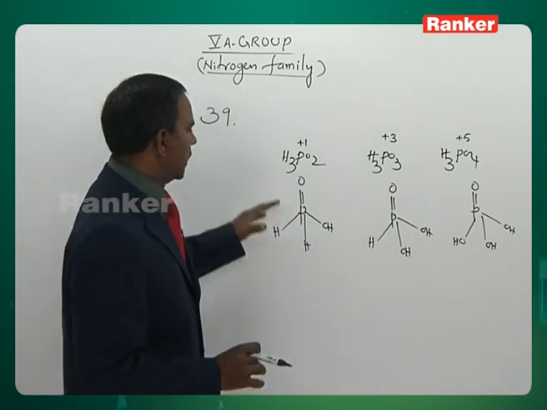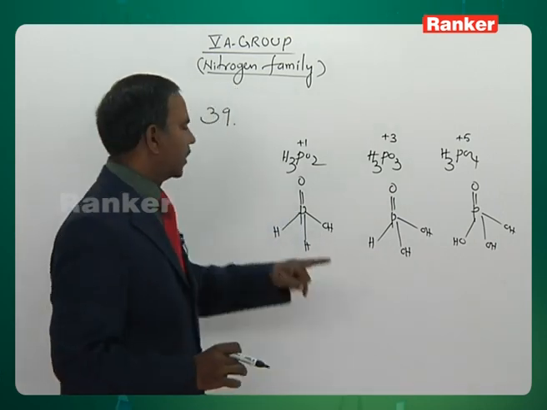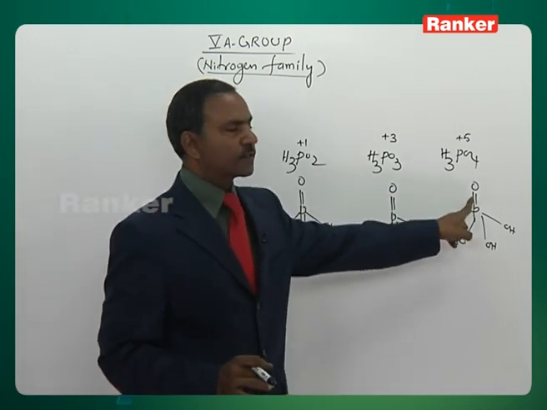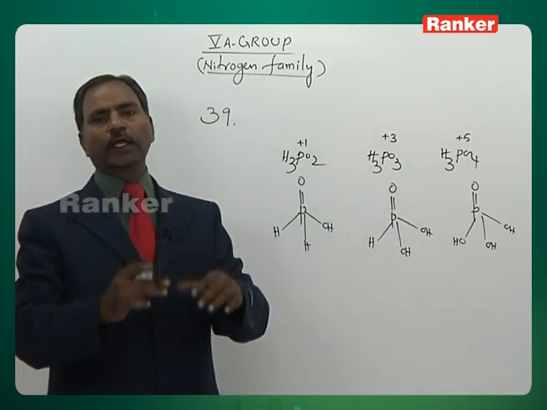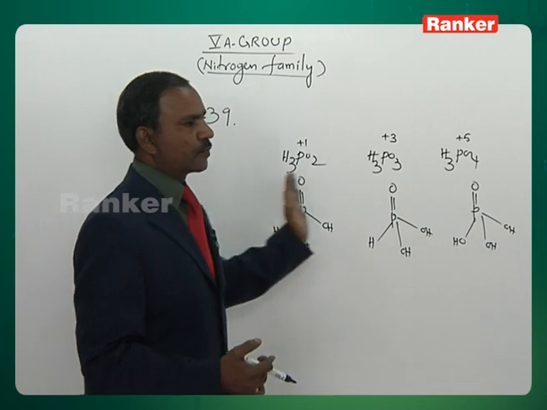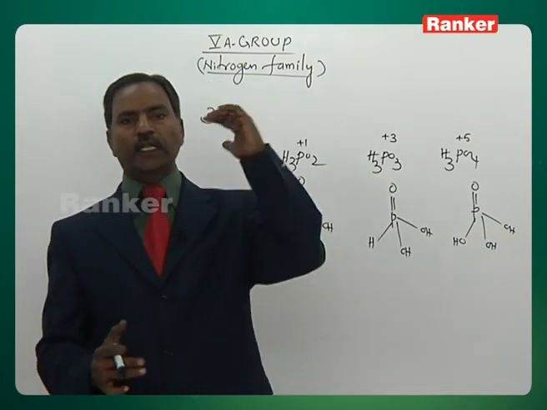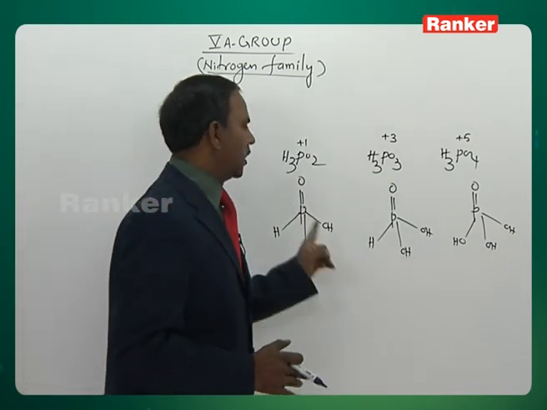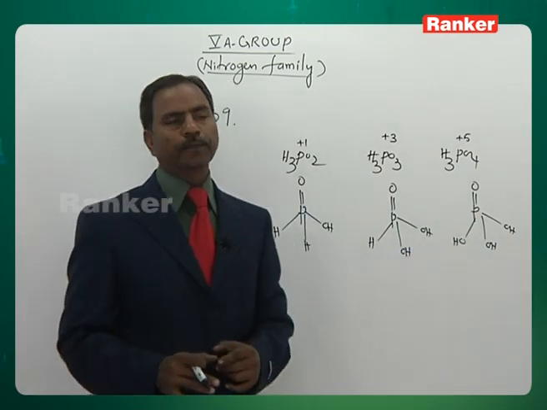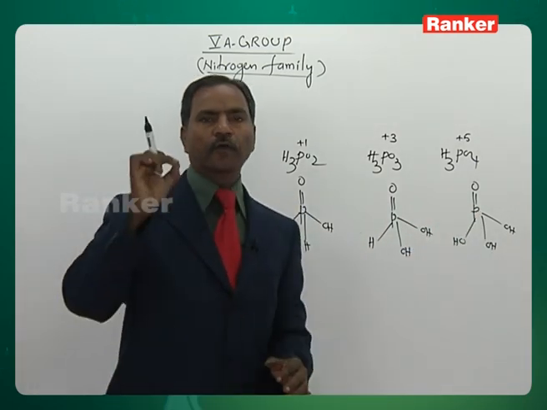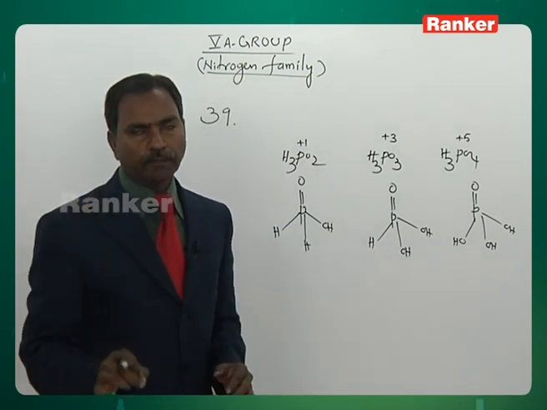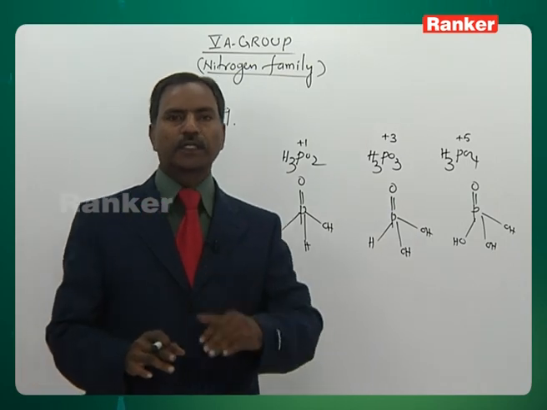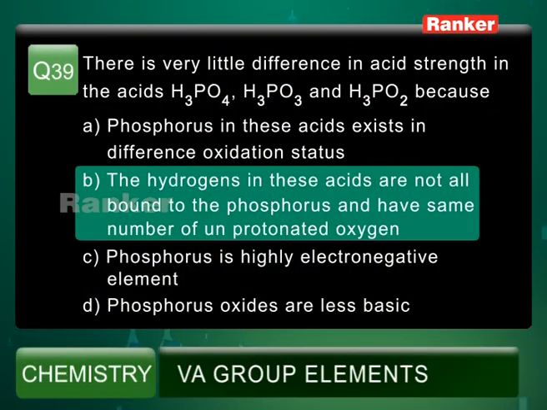That is the question. In all these, as you are clearly observing, the unprotonated oxygen atoms, which are responsible to increase the acidic strength by inductive effect, remain the same. As you are clearly looking on the board, all are carrying the same number of unprotonated oxygen atoms. Once unprotonated oxygen atoms are the same, there will not be much difference in the acidic strength. Therefore, for question number 39, answer is B.